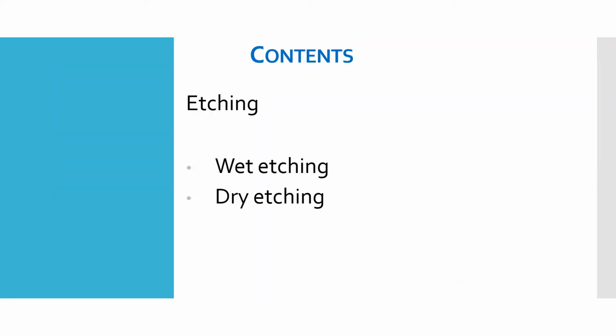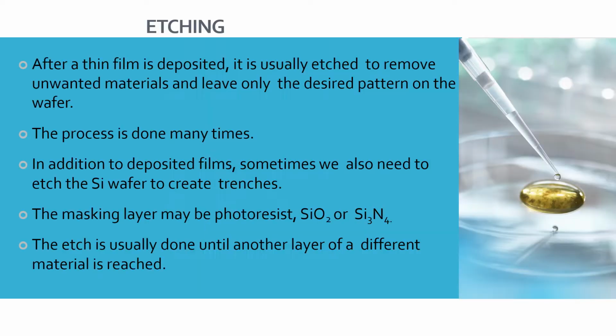We're going to cover two types of etching, which are wet etching and dry etching. So what is etching? Etching is a process where we want to remove unwanted material and leave only the desired pattern on the wafer. This process is performed many times. It's not only one time. You have to perform it several times in order to get the desired design or pattern.